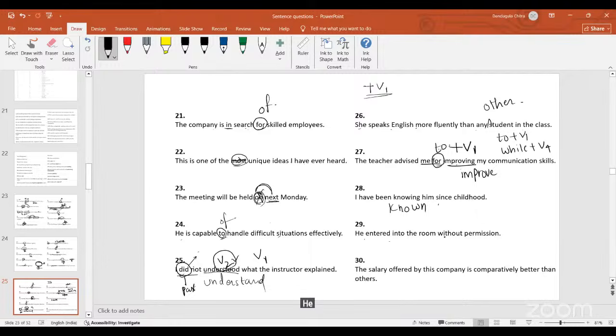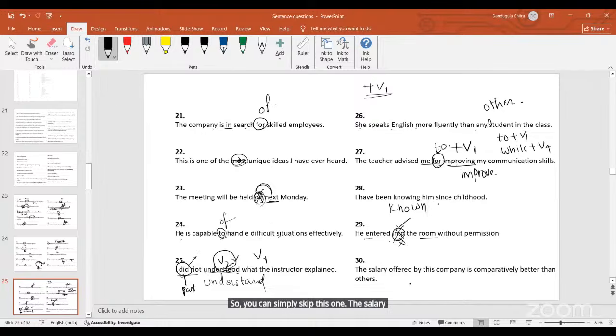He entered into the room without permission. He entered the room without permission. Yes. Why should we remove it? It's an excessive word. Already entered is there. Yes, it is already given entered, and they are also talking about room. And this is going to be excessive again. So you can simply skip this word.